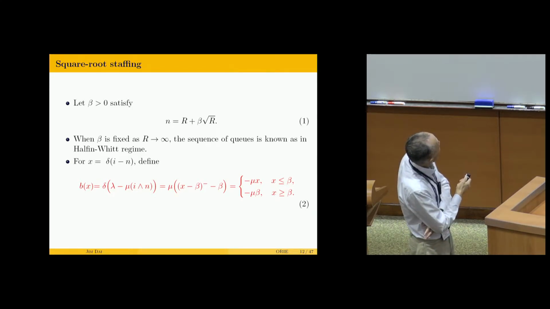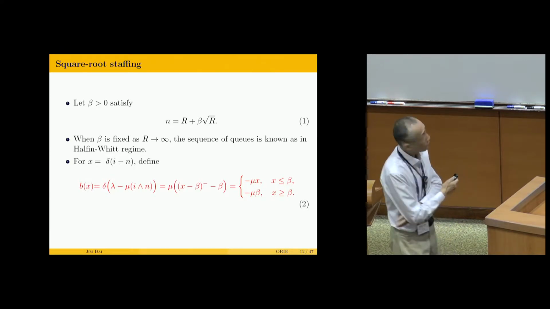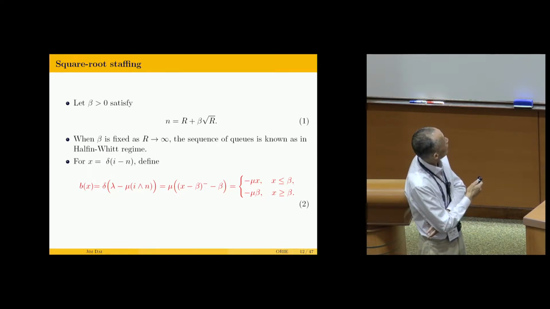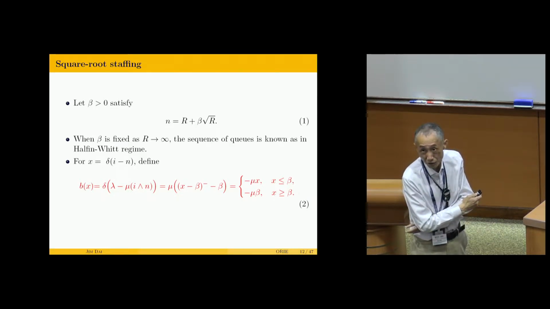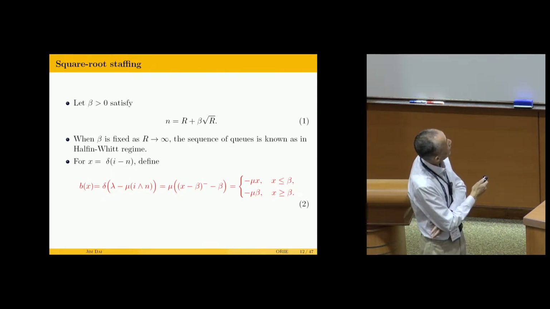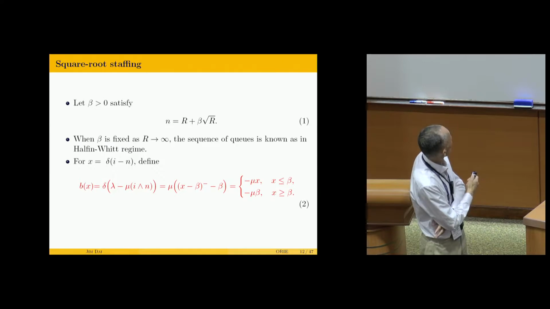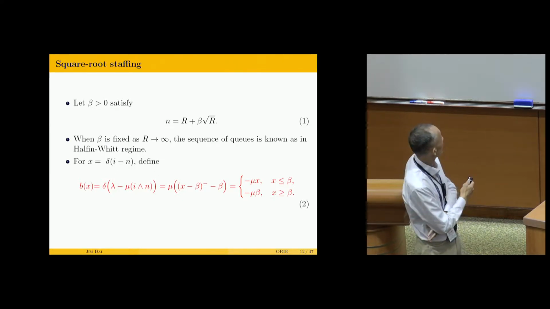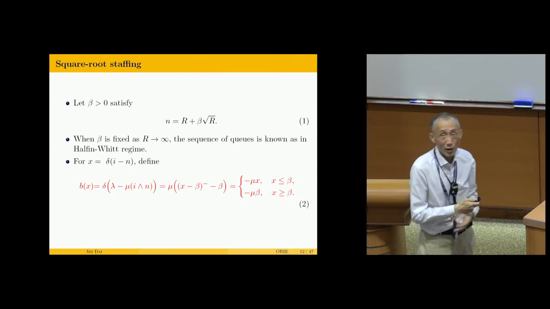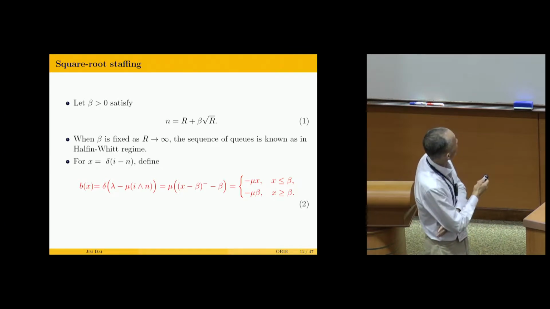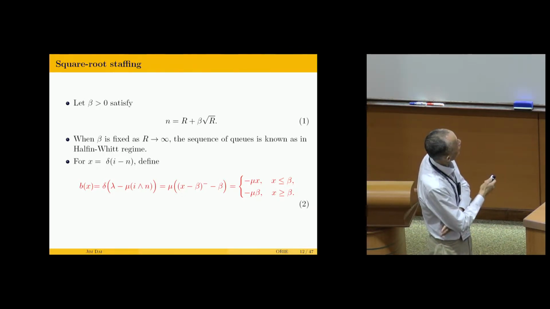But let me first establish some notation. Sometimes I use this parameter regime. R is the overload, and I know my number of servers should be larger than the overload. How much larger? It's beta times square root of R. This is initiated by Halfin and Whitt. It says that if the system gets large, the system can be run very efficiently, in the sense that you can just fix beta. As the system load gets high, you just have this many servers.